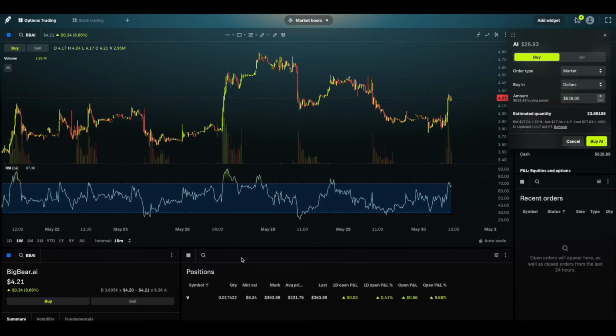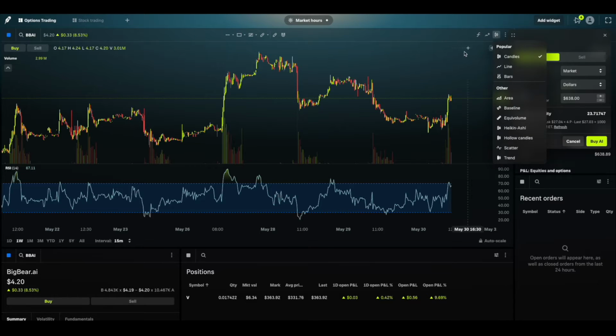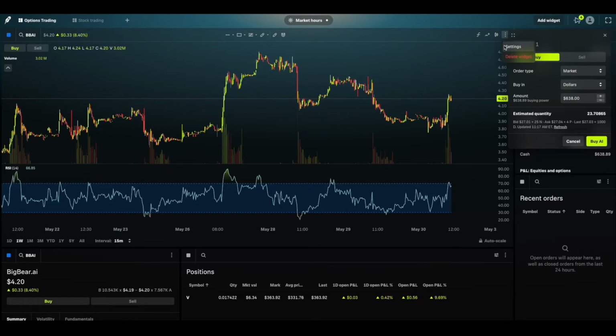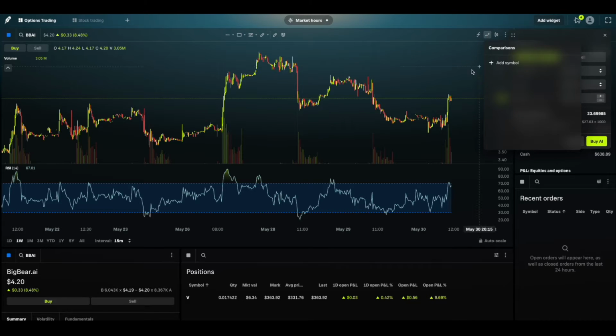BBAI, let's see if we can find some news on it. Now, the Robinhood platform does say that they are upgrading it and making this a better platform. So what we're going to do is kind of mess around with it a little bit. We went through the settings there, just trying to see what everything is. Let's see what comparisons is. Okay, so you can compare stuff.